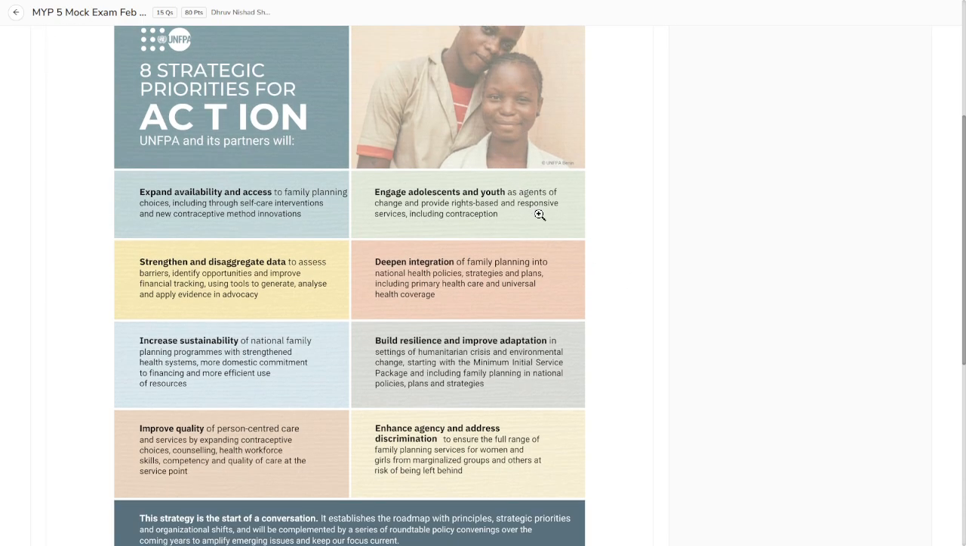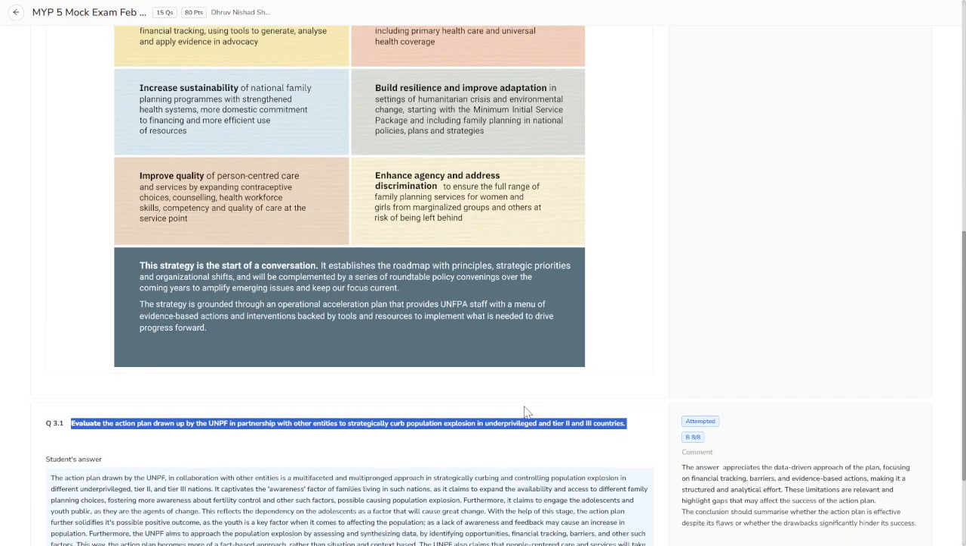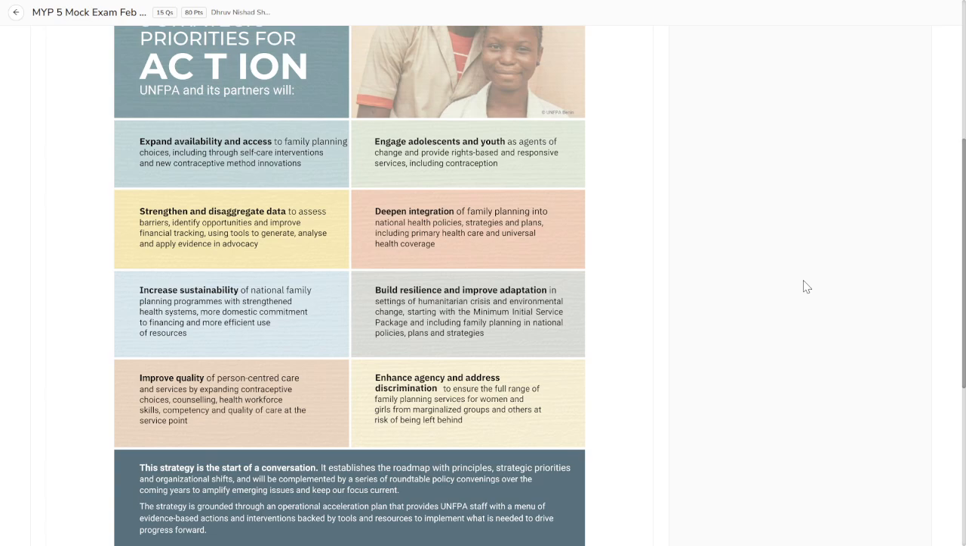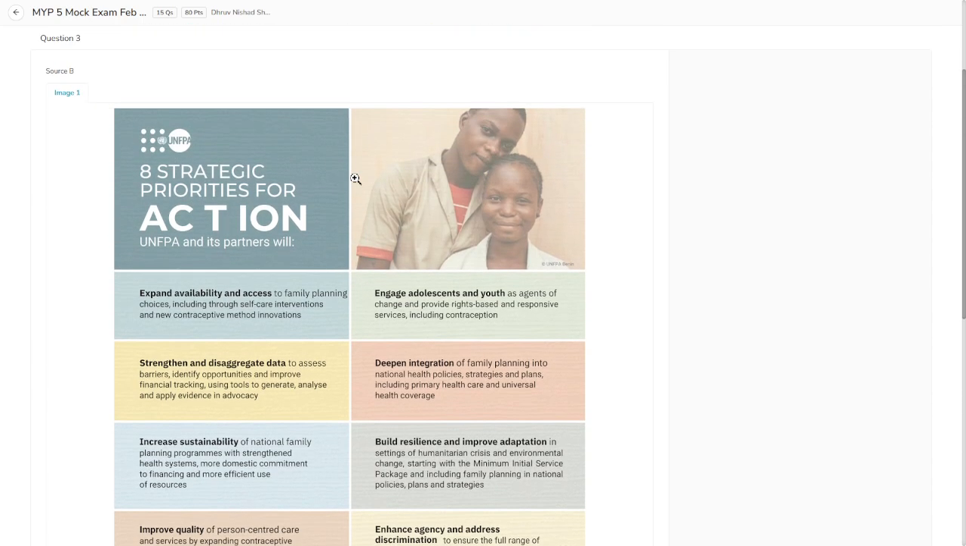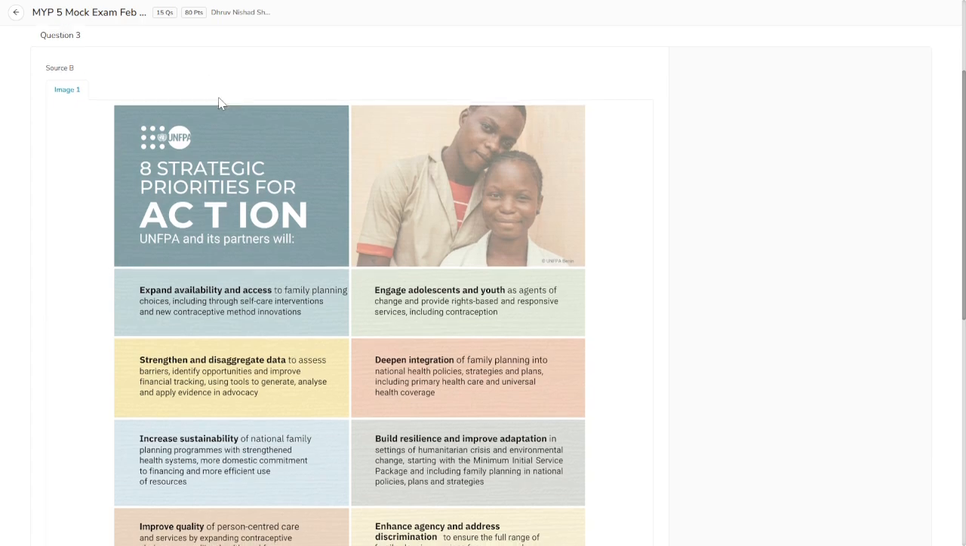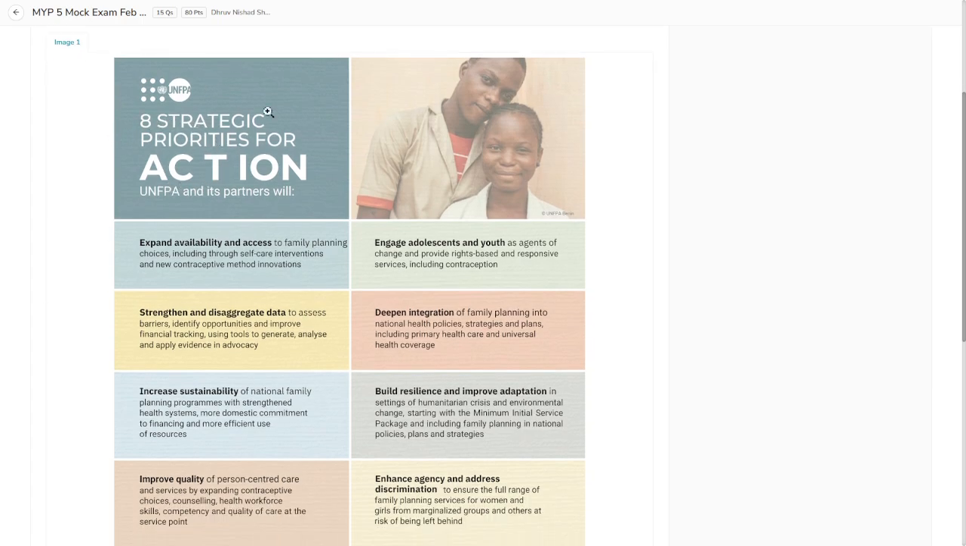Again, this was the first time I had ever given such a hard paper with such a format. I'd always given 50-mark papers, so this was the first time I gave an 80-mark paper. If I say so myself, I feel like I could have done way better, but I tried my best, and I think that's what's most necessary. So this was an extremely cool infographic. This was Source B, as I mentioned earlier, with eight strategic priorities for action.